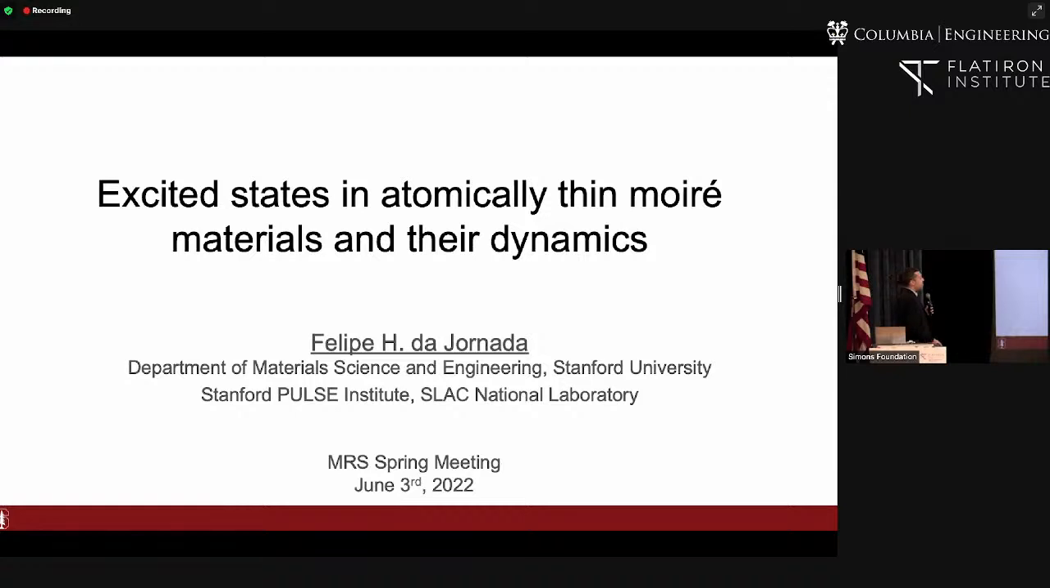So today I'd like to tell you about a slightly different topic. We heard a lot about single particle properties, correlation, and so on. Today I'll tell you a complementary story about some interesting physics that emerges when understanding optical excitations in materials and their dynamics, especially in 2D materials.